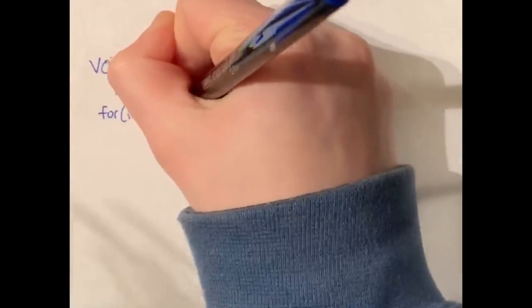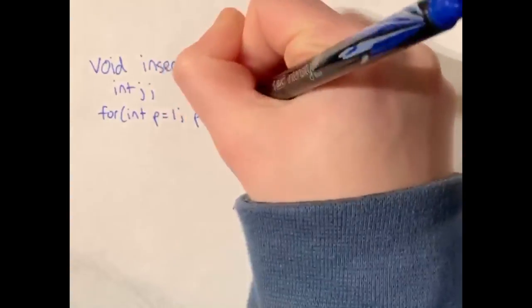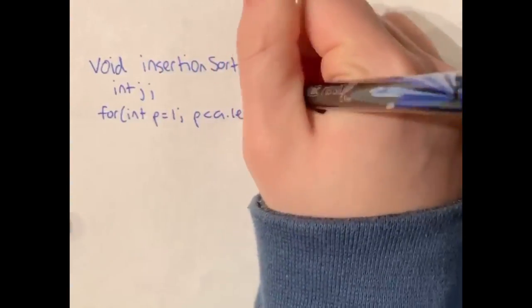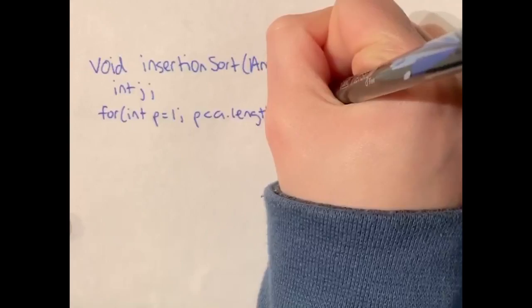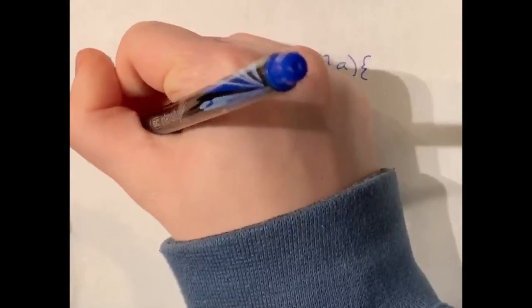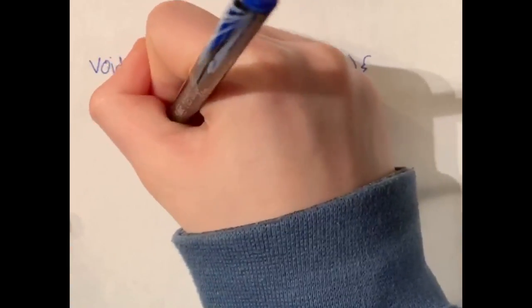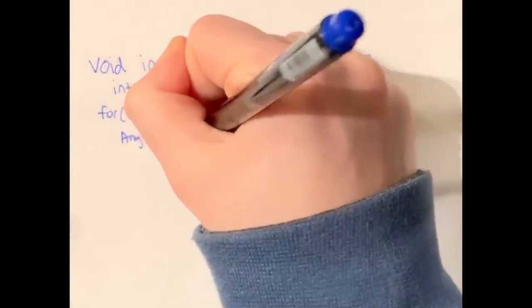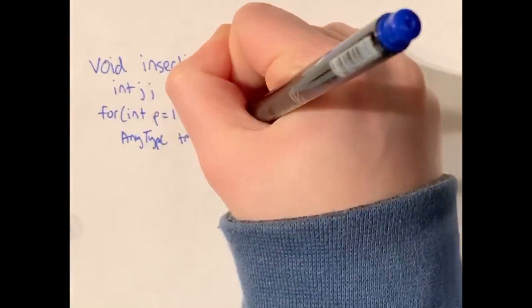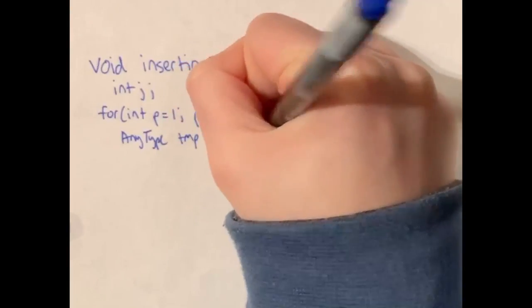The first for loop begins at int p, which equals 1, and stops when p reaches the length of the input array. In this case, the input array is called a. When this for loop runs, a temporary variable is set equal to the value of the element at index p in array a. Then 1 is added to p.